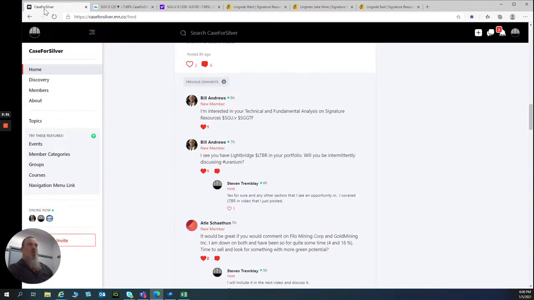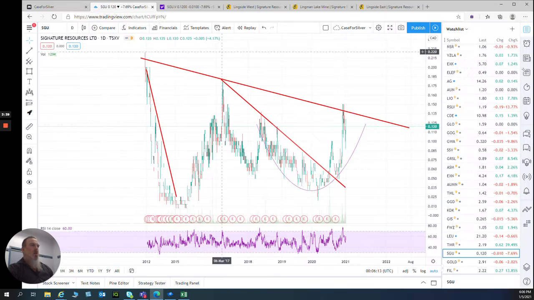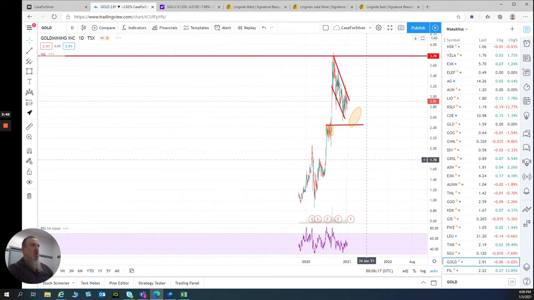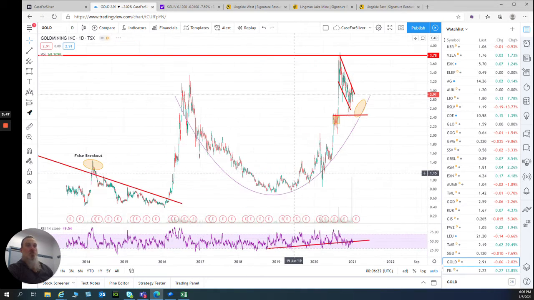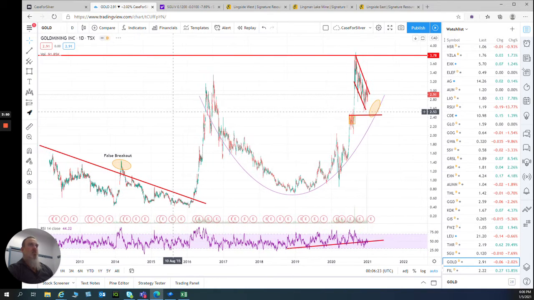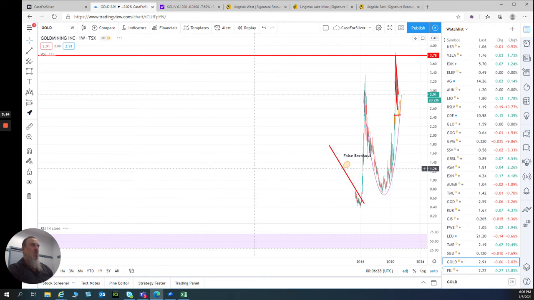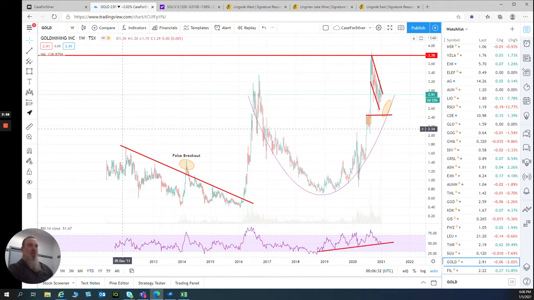So next one we have Philo Mining Corp and gold mining. We're going to start with gold mining. I had looked at this before and hadn't looked at the chart in a while. I love the chart. So look at this. Let's go to the weekly first. If I'm looking at the weekly chart, we're looking back here again.